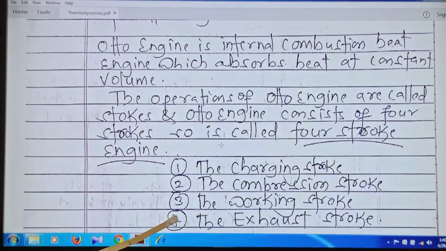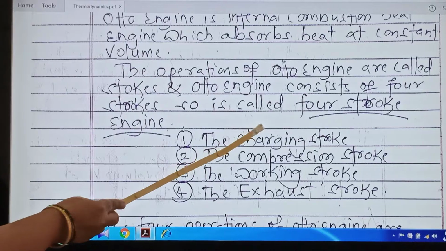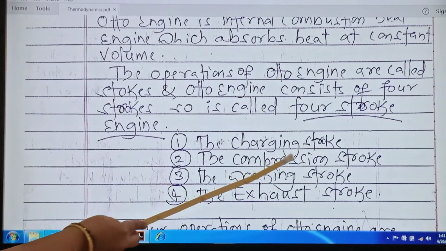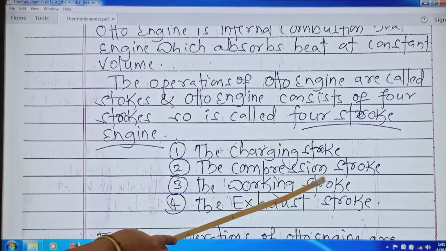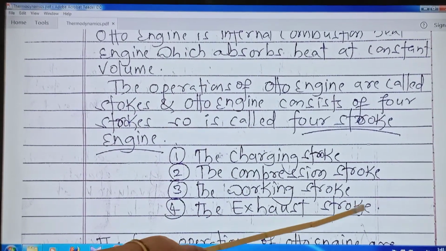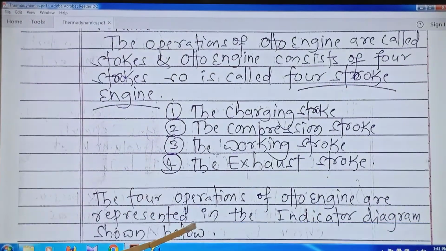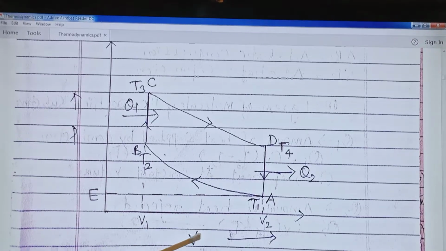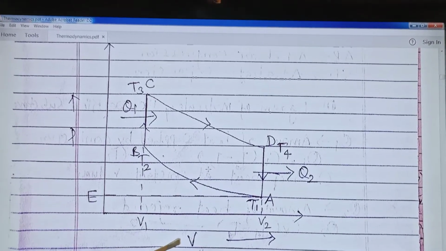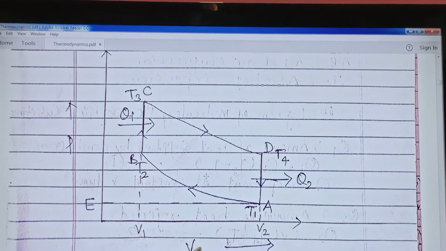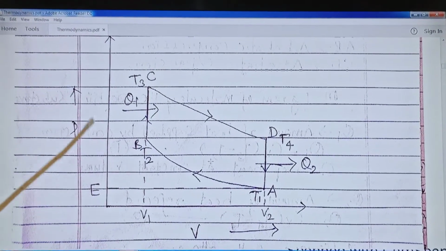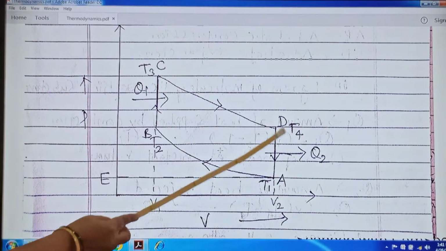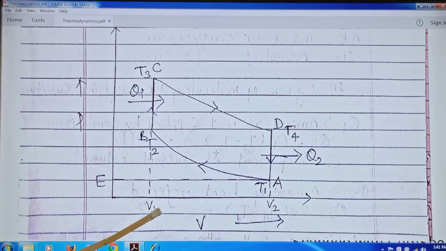The 4 strokes or the 4 operations of the Otto engine are the charging stroke, the compression stroke, the working stroke and the exhaust stroke. All these 4 operations of the Otto engine are represented in the PV diagram or the indicator diagram. Along the x-axis volume is taken, along the y-axis pressure is taken. A, B, C, D, A is called the Otto cycle.